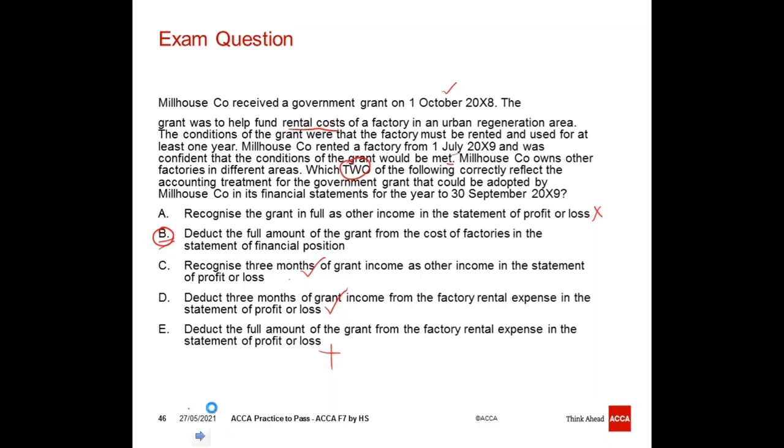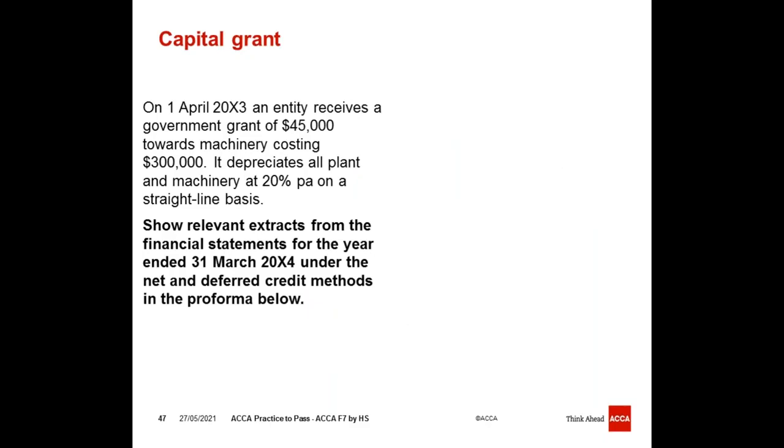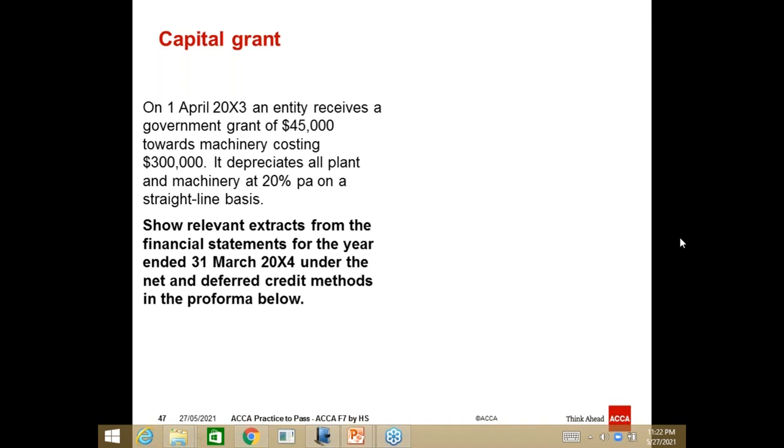Next slide. Solve this question. Capital grant. Will the grant income be time apportioned? Yes, it should be time apportioned because we have met the criteria only for the 3 months. So you need to recognize only the 3 months government grant in the income statement.